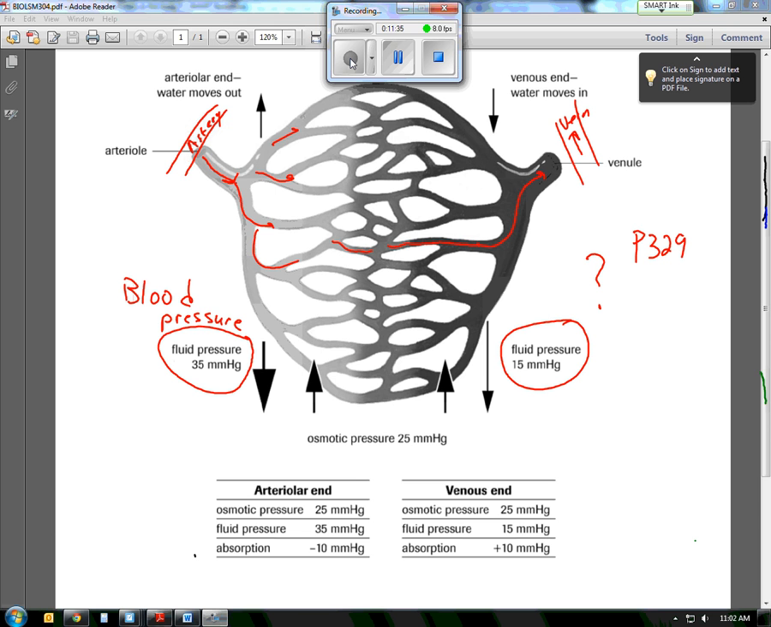So if you looked at that picture, you will see on page 329, figure 2, that the answer about how fluid pressure changes is that it's all about distance from the heart. In other words, as blood vessels get further and further away from the heart, the pressure that the heart has the ability to put on these vessels goes down and down and down.